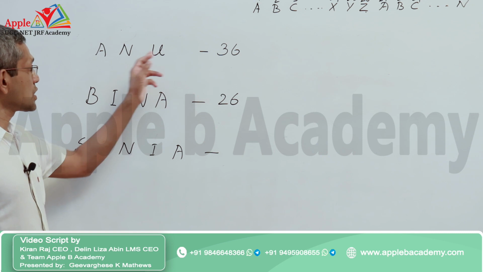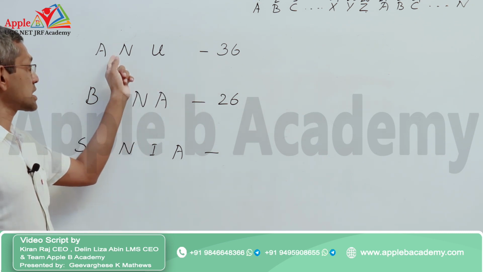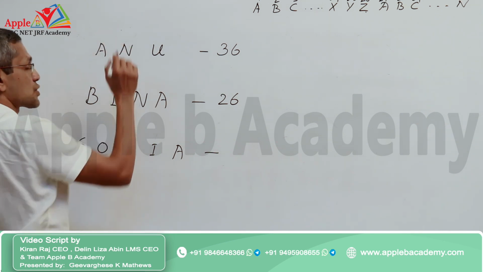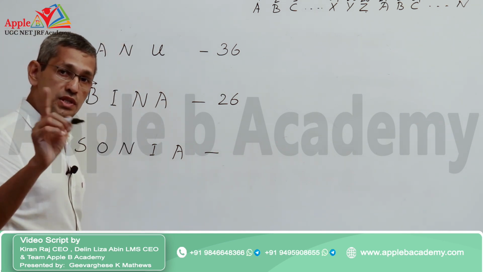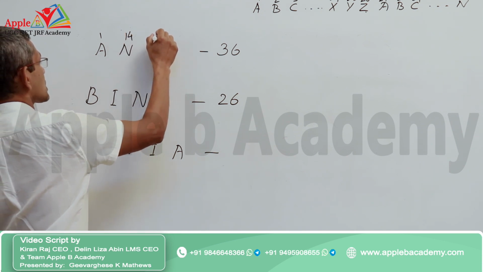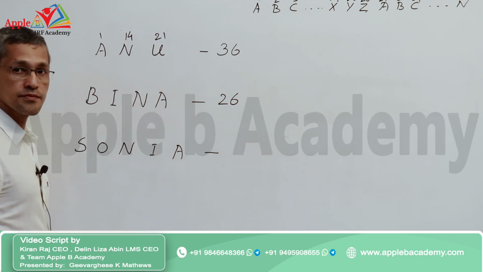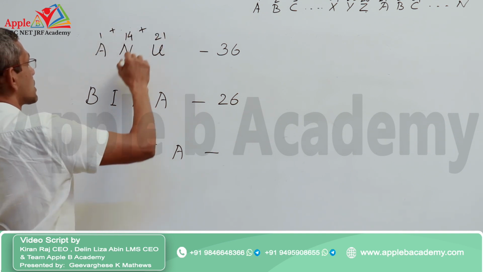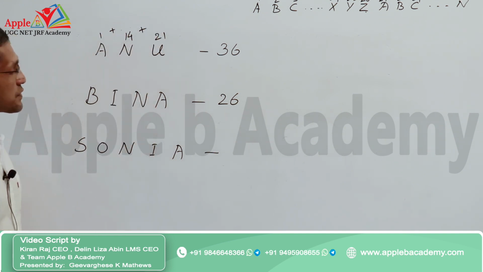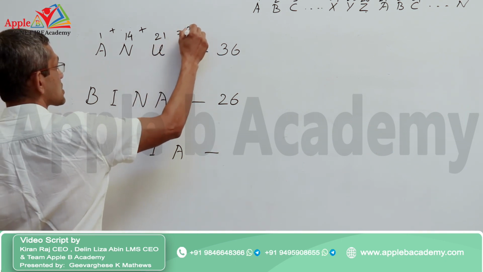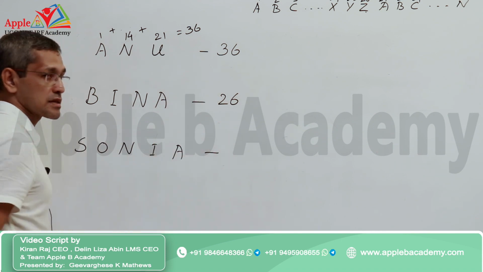So here Anu is 36. Letters are coded as numbers. The first thing that comes to our mind is the position values of letters. So it's 1, 14 and this one is 21, correct? So what is the peculiarity? 1 plus 14 plus 21. 1 plus 14 is 15. 15 plus 21 is 36. Of course, the sum of the position values of these letters is 36.